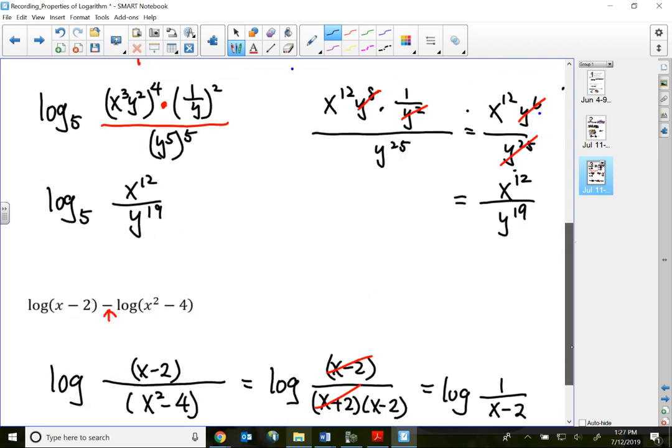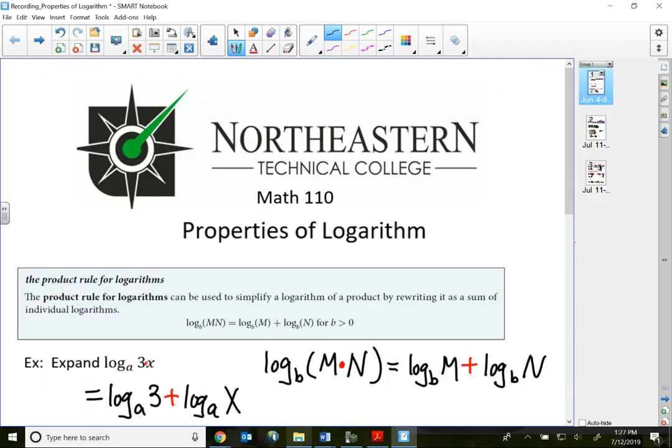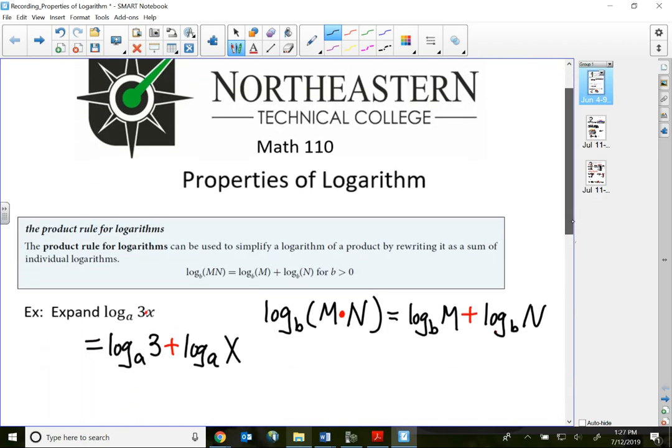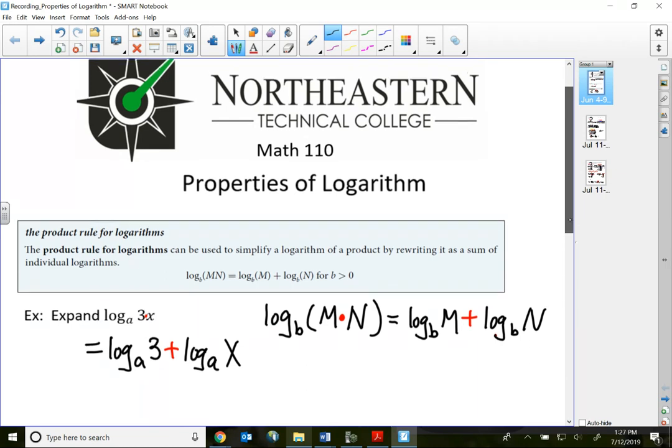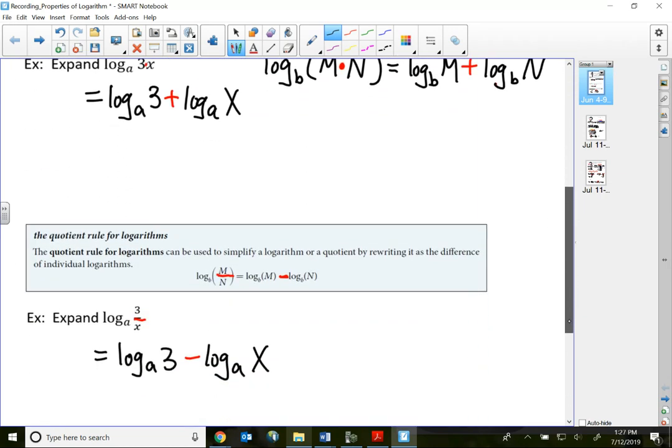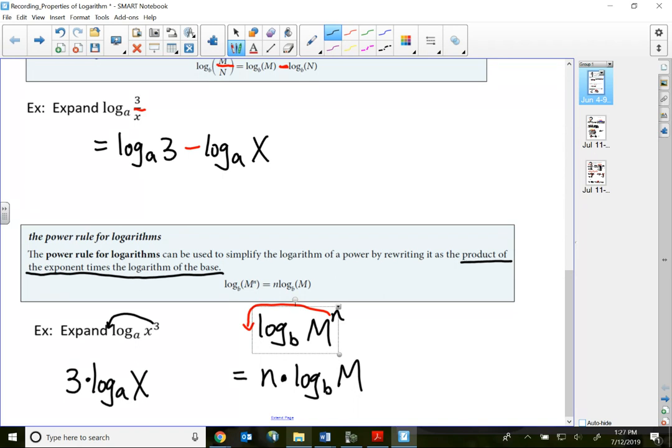Okay. All right. So just quickly telling you about the three additional properties of logarithms: the product rule, quotient rule, and the power rule. And we will begin to use a lot of these rules when we start solving exponential and logarithm equations. All right, that will conclude this video.